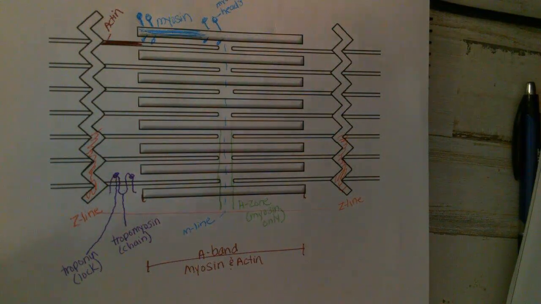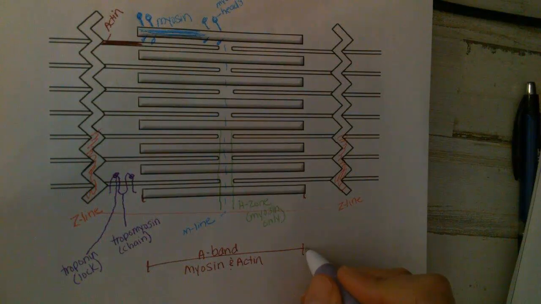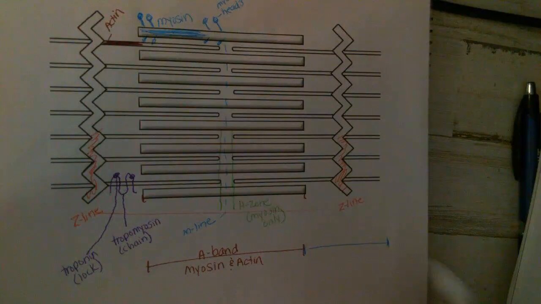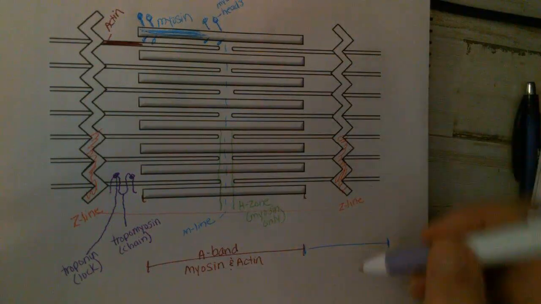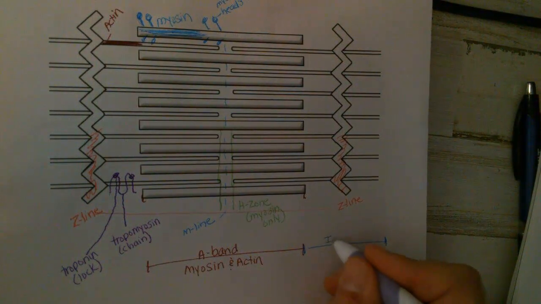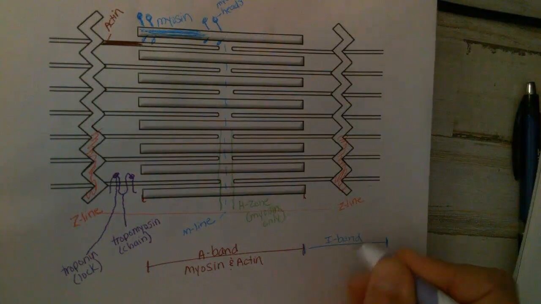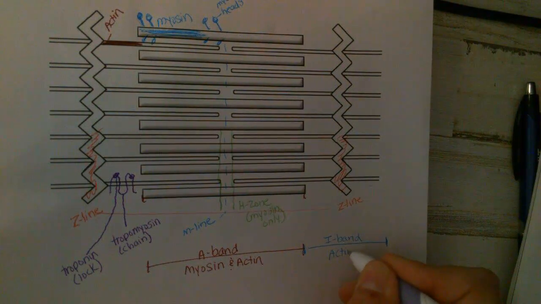And then the last section is this section from here, the end of the myosin, to the beginning of another myosin. So it's actually only the actin. The Z line's going to straddle it, and this is called the I band. And so this would be actin only.